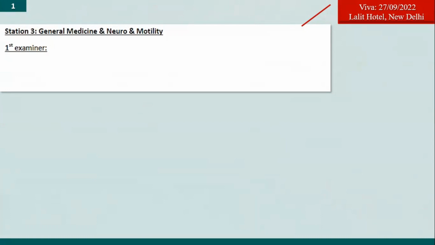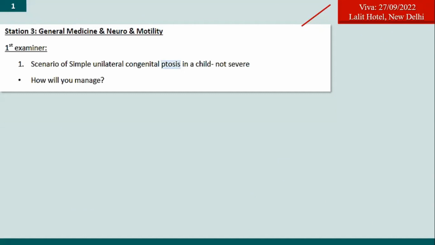This is a simple thing that you may be asked about ptosis in Viva and in clinical stations as well, because this is one of the most common cases, on clinical day and also in Viva. As you can see here, this is an experience in Viva, general medicine and neuro and motility station. What was the question? A scenario of a simple unilateral congenital ptosis in a child, not severe. So this is a straightforward question. I'm bringing this experience because you expect to be asked about ptosis even in Viva, all right? And the last question was about how do you manage a case of ptosis in that child?